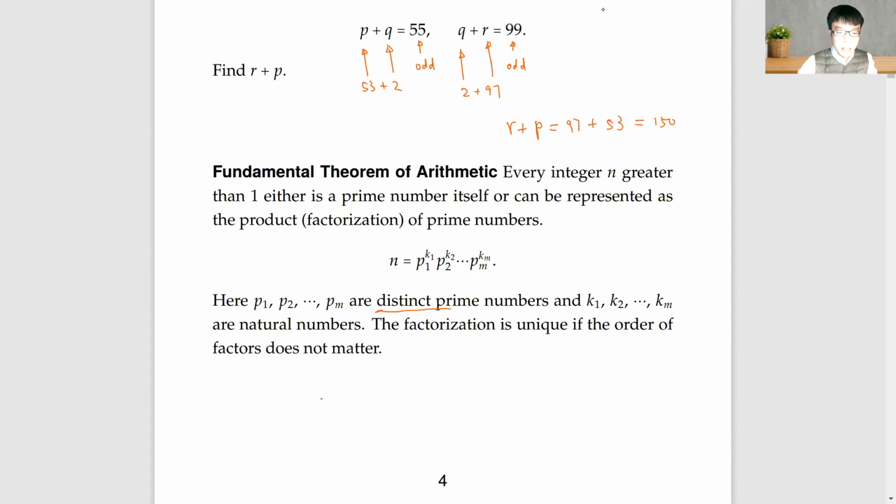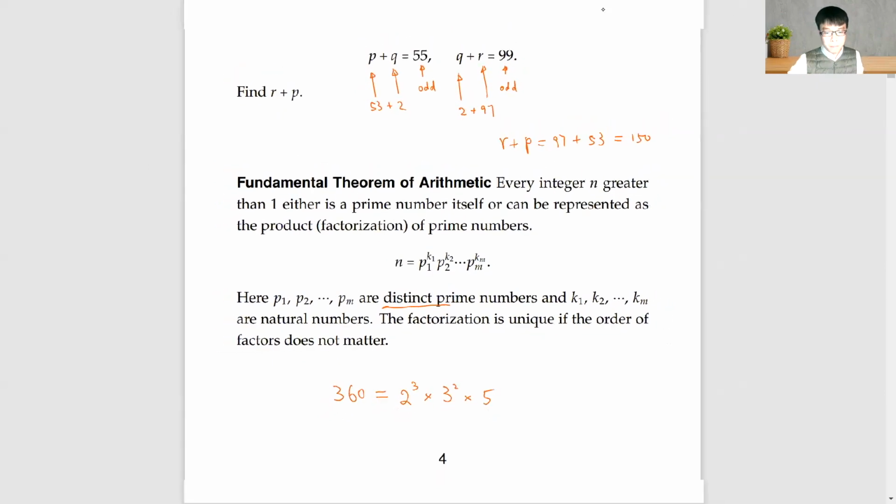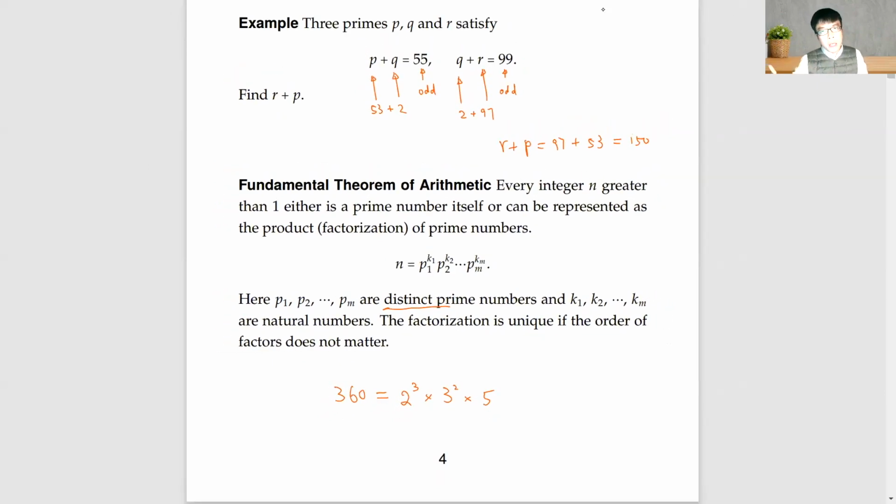For example, we can have 360. I can divide it by prime numbers, divided by 2, and then 4. Okay, I can factor this into 2 cubed times 3 squared times 5. So this is the prime factorization of 360. So there are a lot of important and very useful properties based on prime factorization. Let me mention a couple of them.